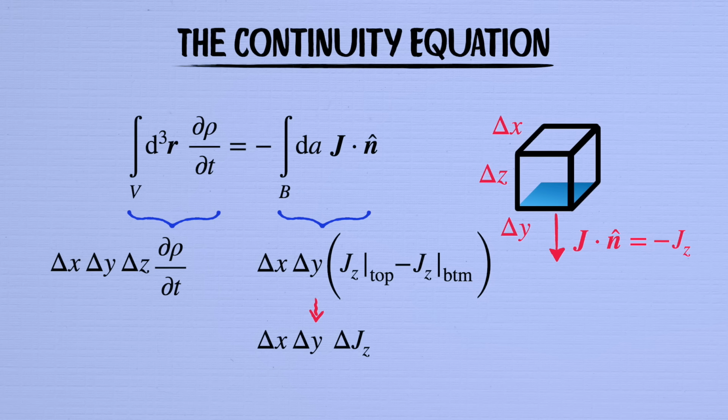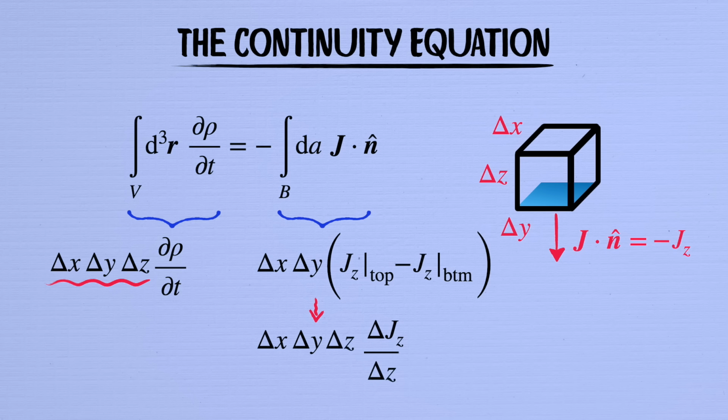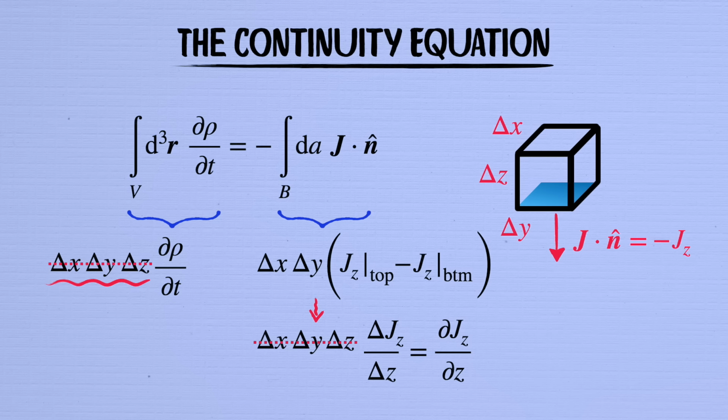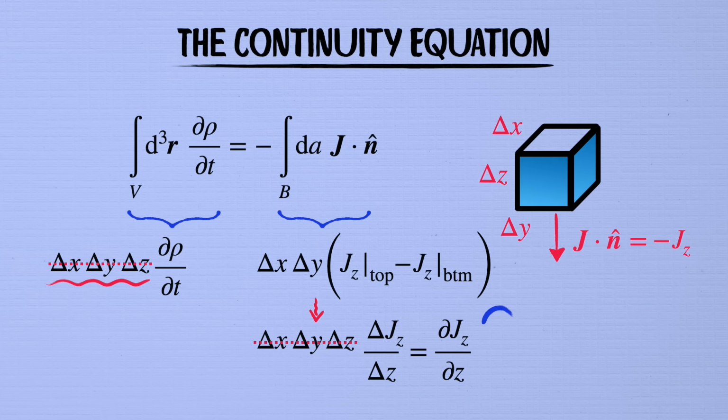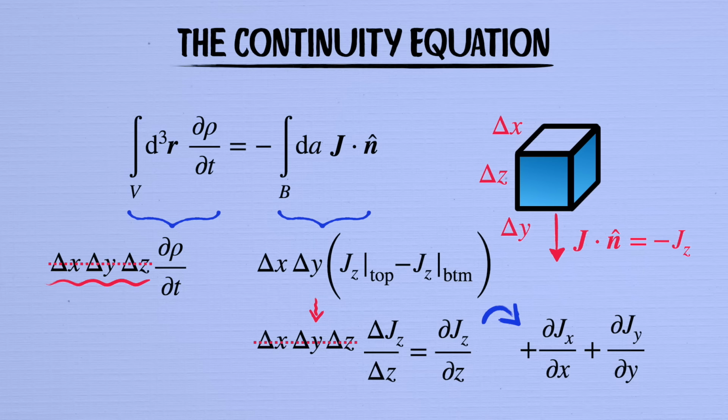We had a factor of the volume on the left-hand side of our equation that we're going to want to cancel out. So let me go ahead and multiply by delta z over delta z on the right. Then we can cross out these common factors, and in the limit that the box becomes infinitesimal, we just get the derivative of Jz with respect to z. Of course, we also have to include the front and back and the right and left surfaces of the box as well. Those give us the derivatives of Jx in the x direction and Jy in the y direction.